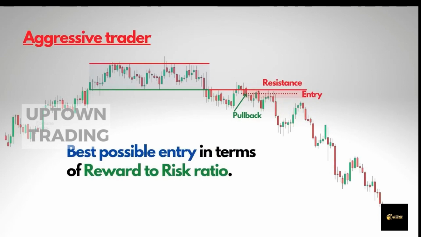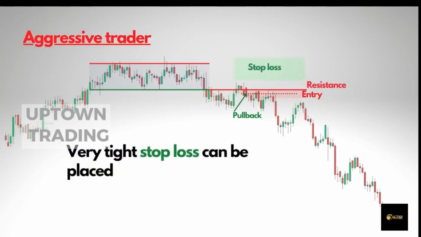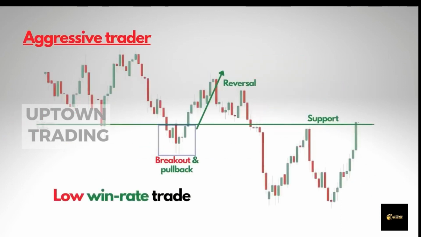So the potential reward to risk ratio is highest following such an approach because the stop loss can be placed very tightly. But the major drawback is that you enter a trade against the price direction without any confirmation. So the price could easily go against your trade. So such an approach can therefore have a lower win rate or a lower probability of success.